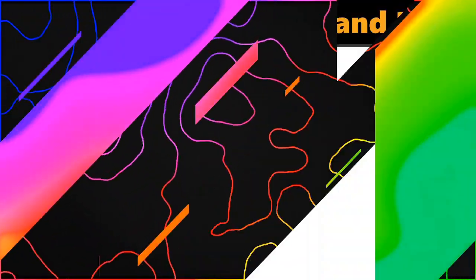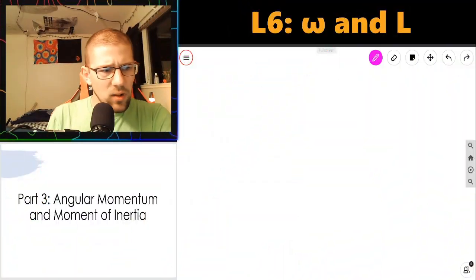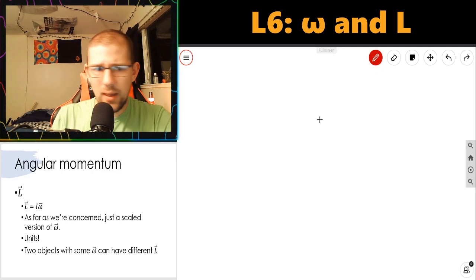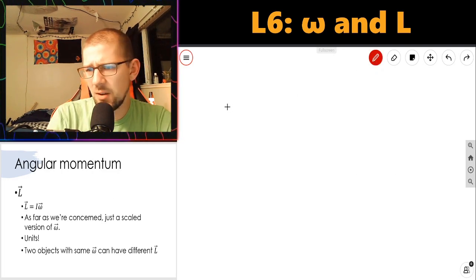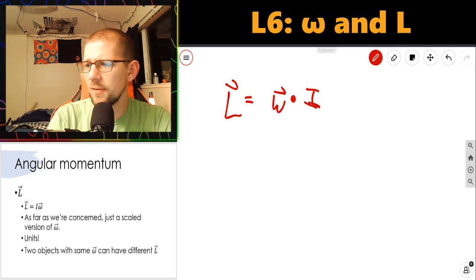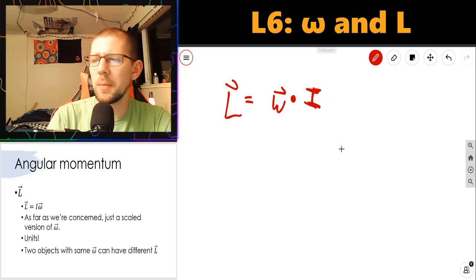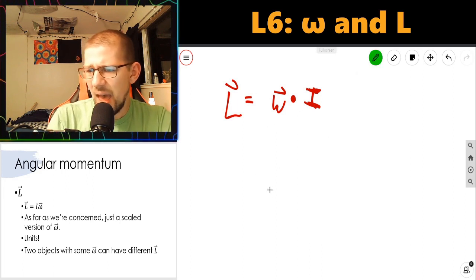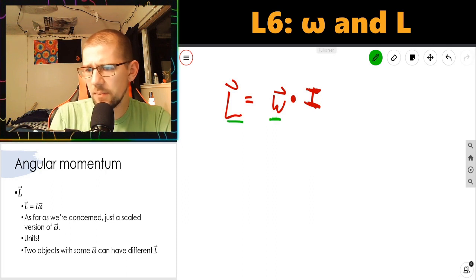All right, let's jump into it. Okay, so angular momentum. What is it? Formally, we write it out like this. Angular momentum L is omega, the angular velocity, scaled by this thing I, the moment of inertia. We're going to talk about the moment of inertia a little bit more in a second. Here's something to note about angular momentum. Angular momentum always points in the same direction as angular velocity. So L always points in the same direction as omega.